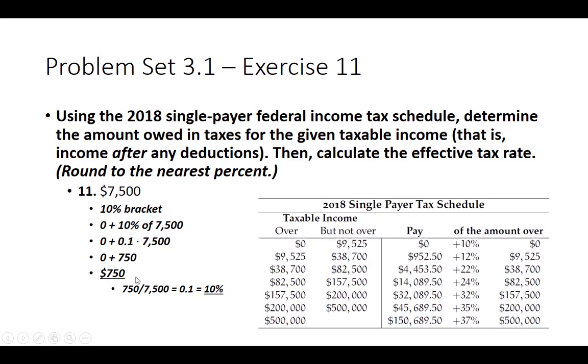And remember, we find the effective tax rate by seeing what percentage this actually is of the taxable income. So 750 divided by 7,500 is 0.1, or 10%. So it looks like in the 10% bracket, you're paying an effective tax rate of 10%.